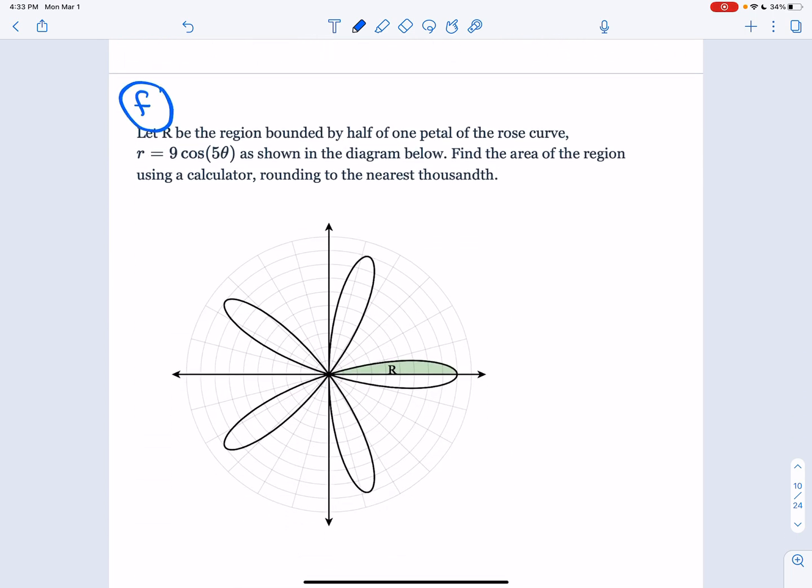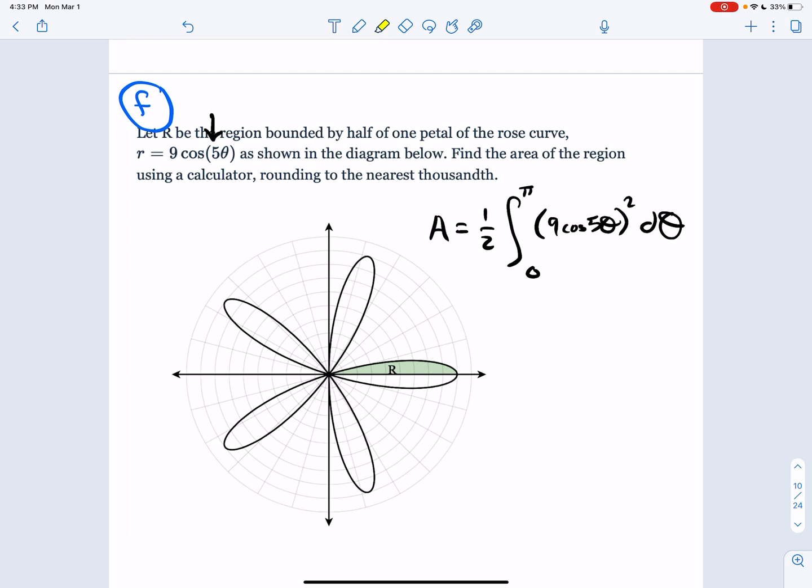Take a look at the shaded region here, okay? You guys got this. It's something new, but you have enough to do this on your own, okay? Whenever you're ready. Okay, here we go. A equals 1/2 integral. Okay, this is going to be from 0 to pi because that 5 there is odd. Okay, this is going to be 9 cosine 5 theta quantity squared d theta.